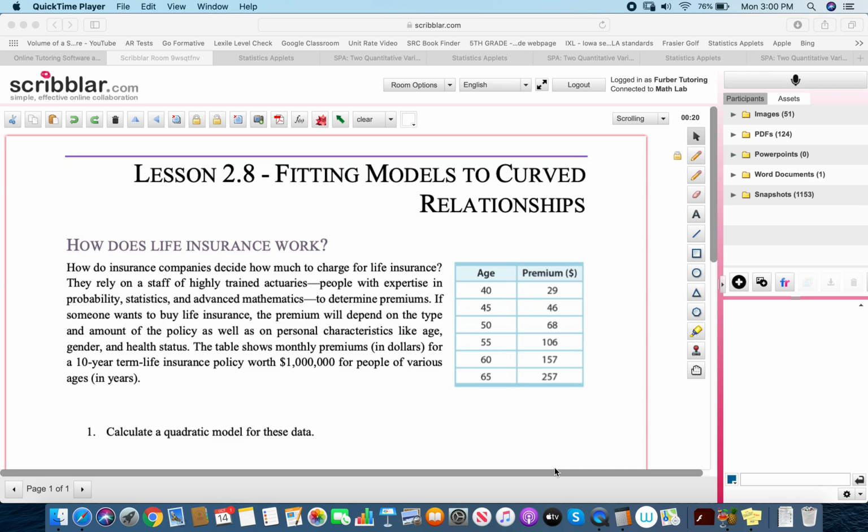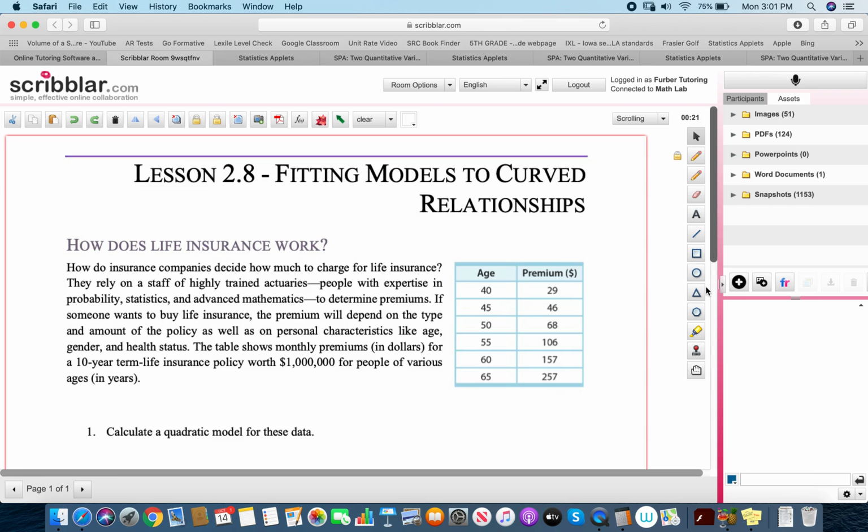They rely on a staff of highly trained actuaries, which are people with expertise in probability, statistics, and advanced mathematics, to determine premiums. If someone wants to buy life insurance, the premium will depend on the type and amount of the policy, as well as on personal characteristics like age, gender, and health status.